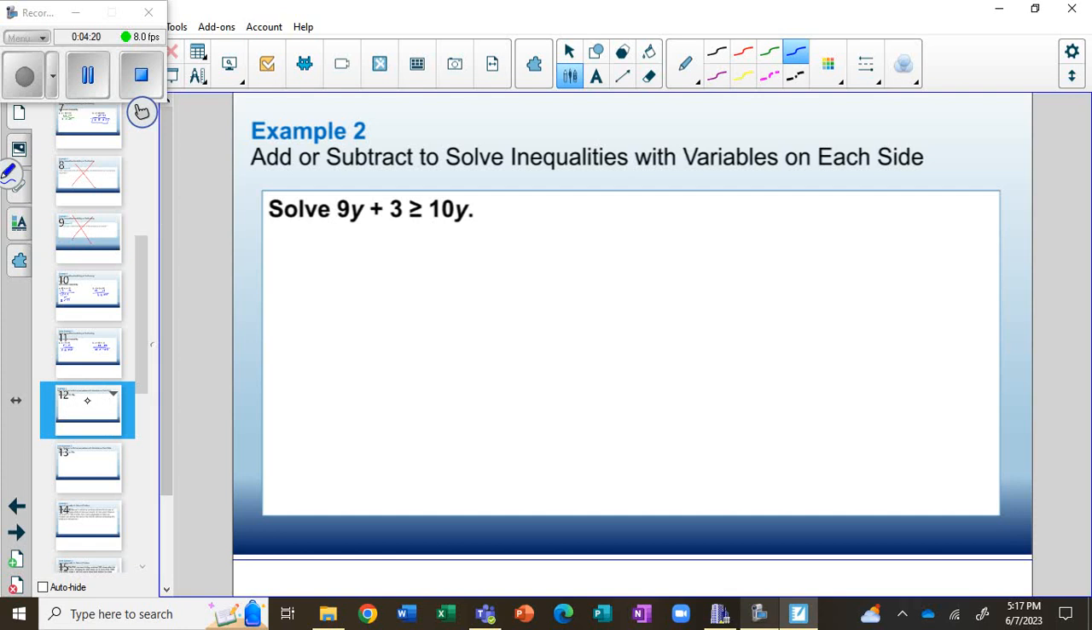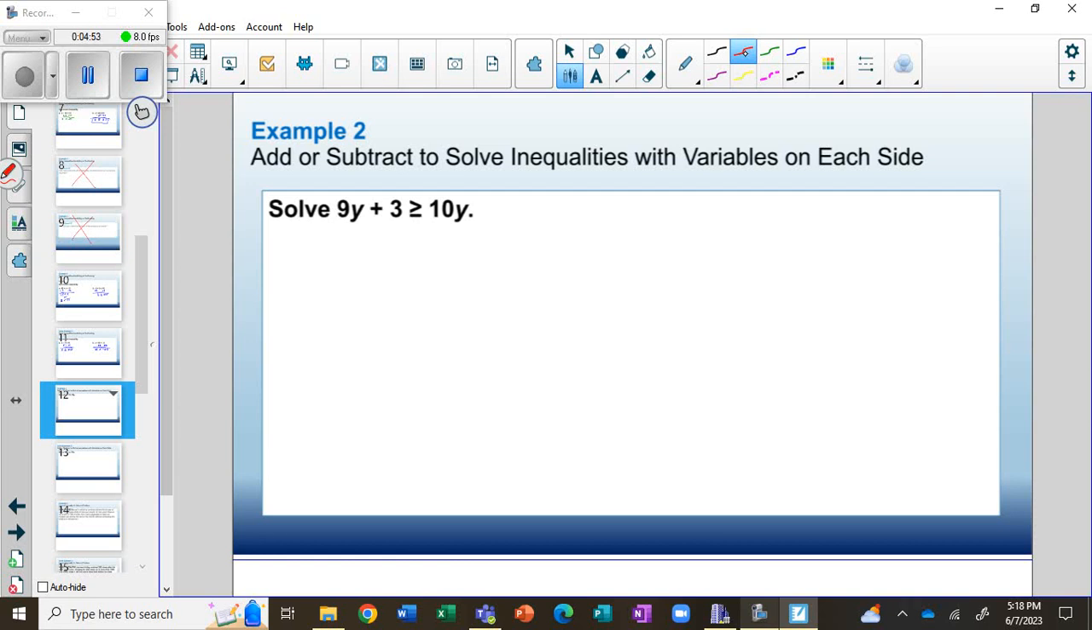Example 2, subtract to solve the inequality with variables on each side. So again, we need to get all the variables to one side. I typically put the variables on the left-hand side, but you can put it on the right-hand side. It's up to you which direction you want to do it. The one caution I would say is when you make the coefficient in front of the variable negative, you're going to have to do an extra step. And we'll get to that a little bit later.